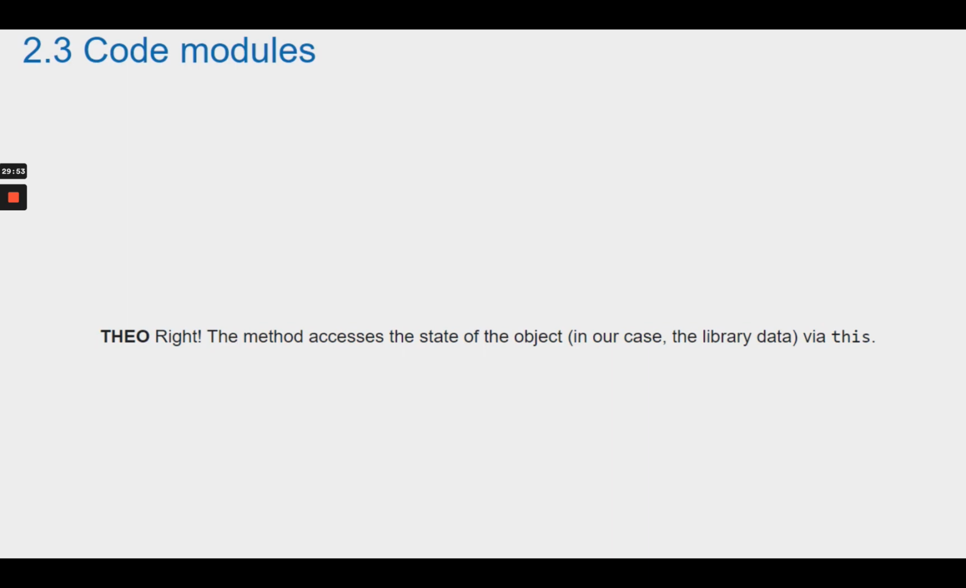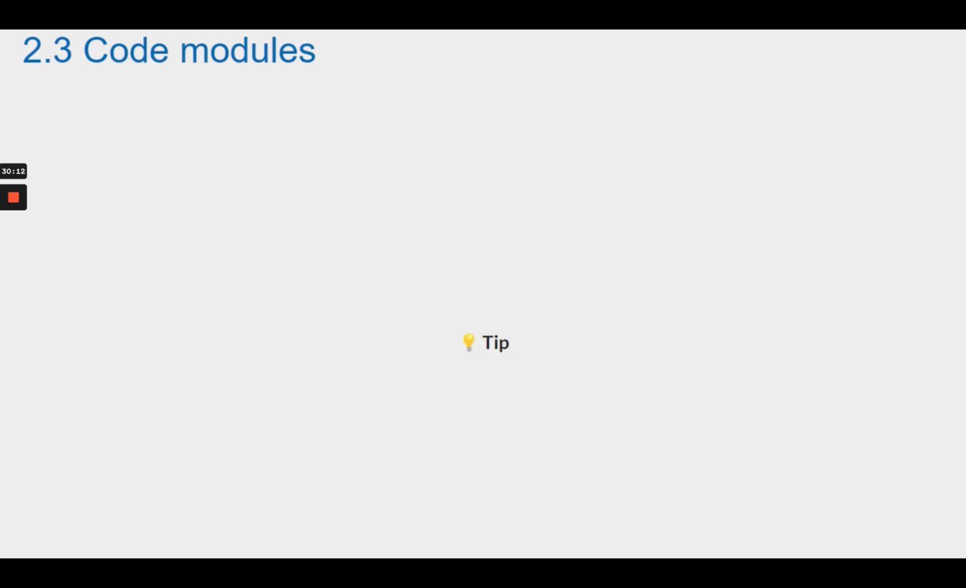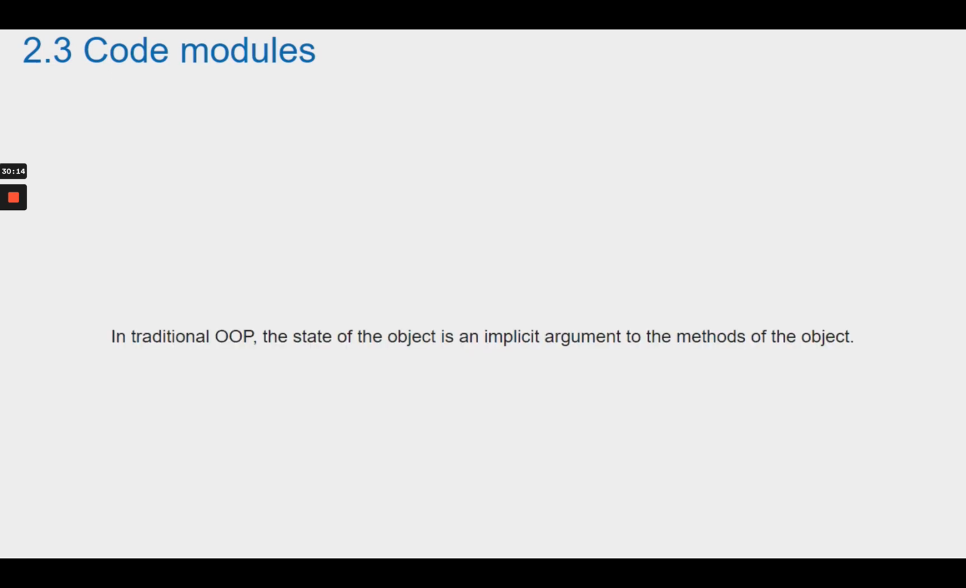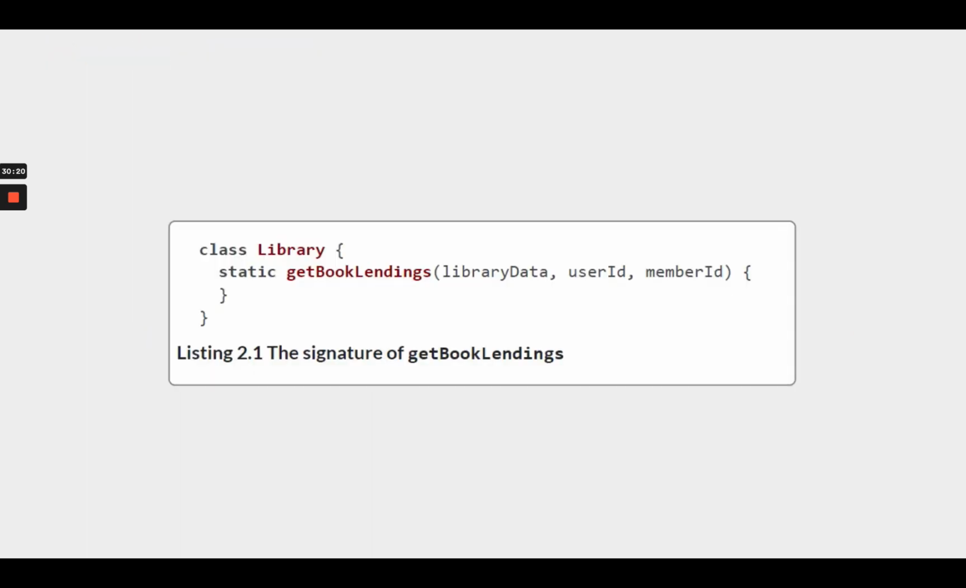Theo: Right. The method accesses the state of the object, in our case the library data, via this. Joe: Would you say that the object's state is an argument of the object's methods? Theo: I'd say that the object's state is an implicit argument to the object's methods. Tip: in traditional OOP, the state of the object is an implicit argument to the methods of the object.